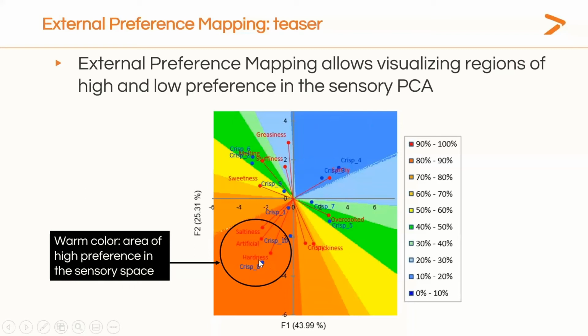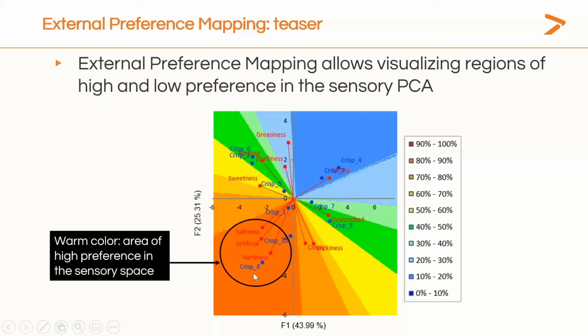We still find that crisp number 8, here again, is linked to a high preference, as we've seen in internal preference mapping. And in addition, we can say that perhaps saltiness, artificial, and hardness are the attributes which drive preference in this region. And earthy is the attribute that has a negative impact, maybe, on preference. So there are many things that can be said out of this map.